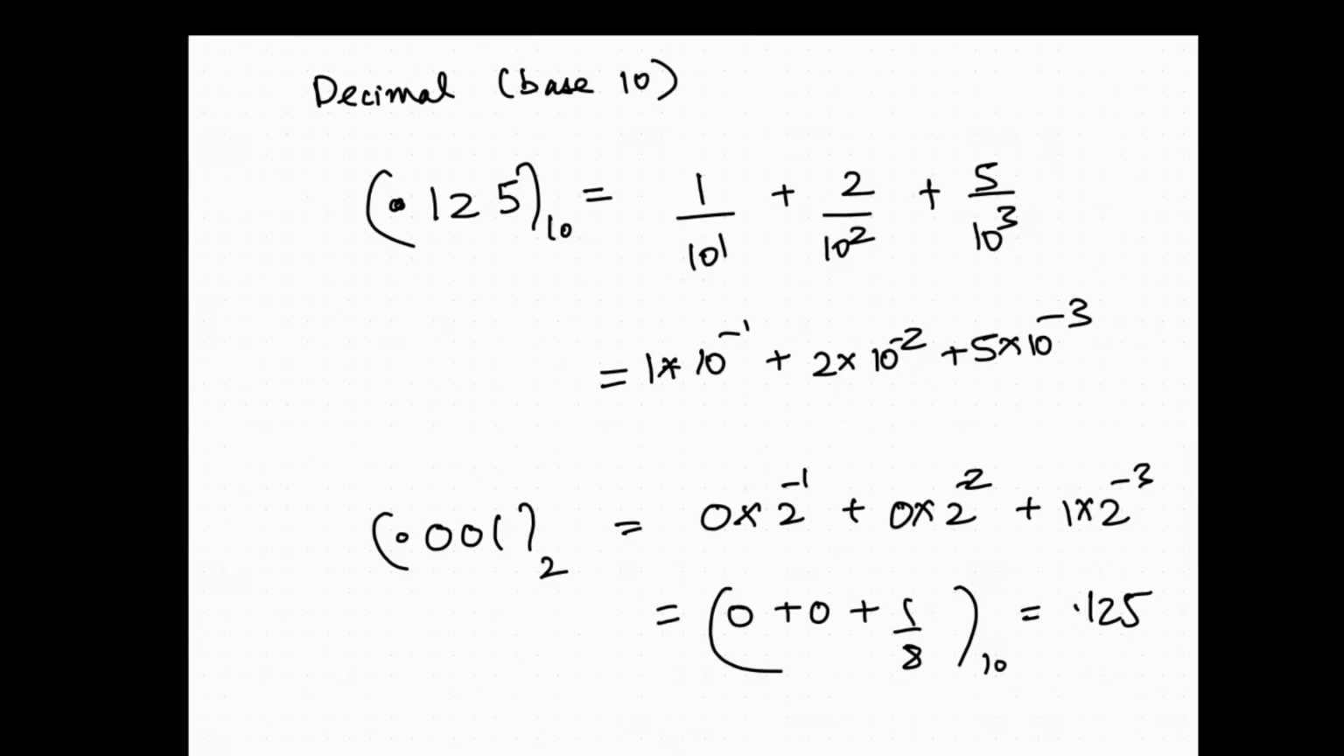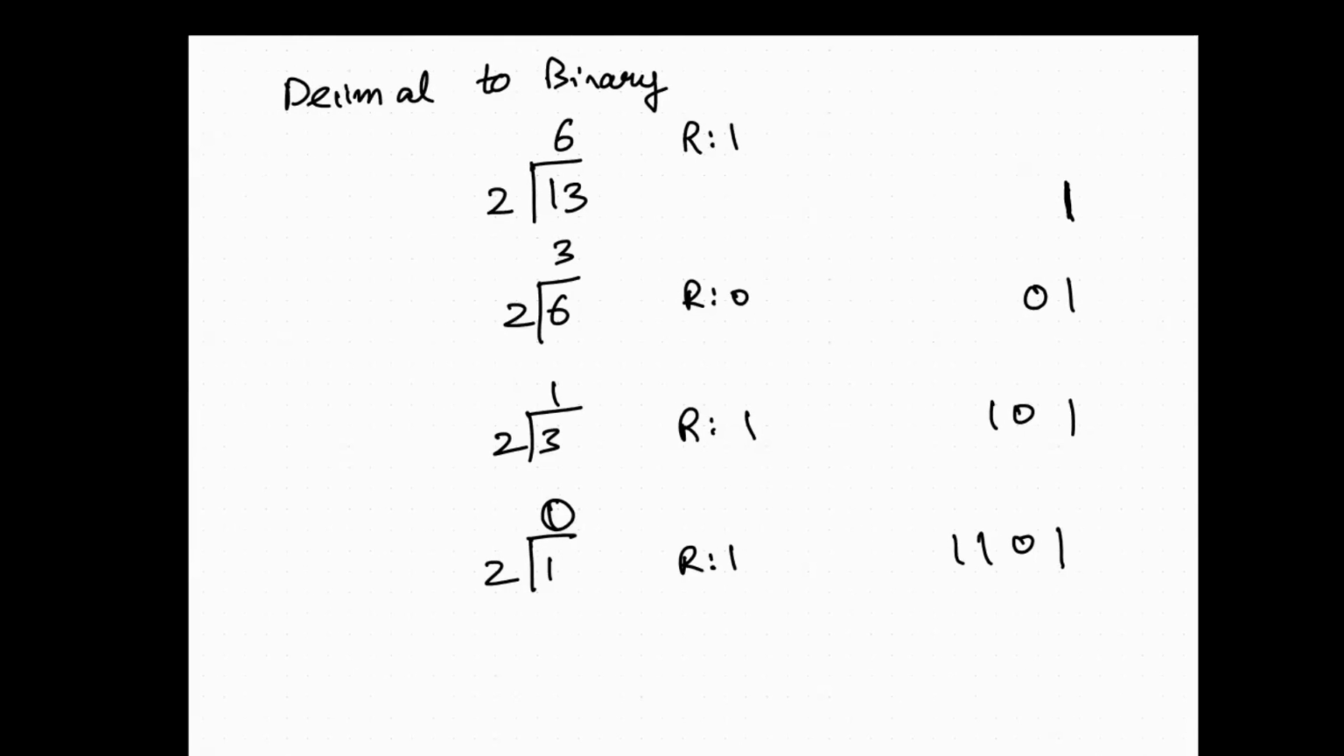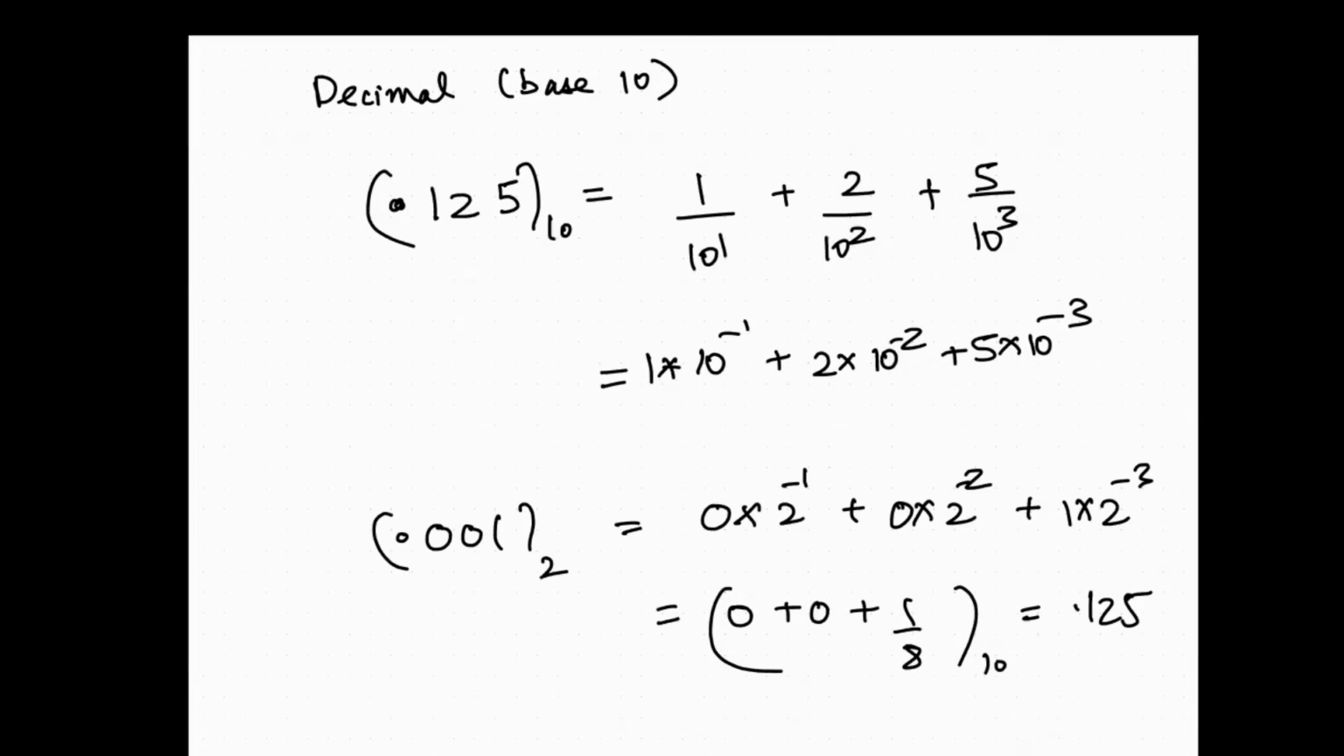Okay. But now how do we do this conversion from decimal to binary for the numbers which have decimal places, for floating point numbers? Previously, when we were doing this conversion, we were dividing by two and looking at the remainder. For this particular conversion, we'll do something different, but still related.